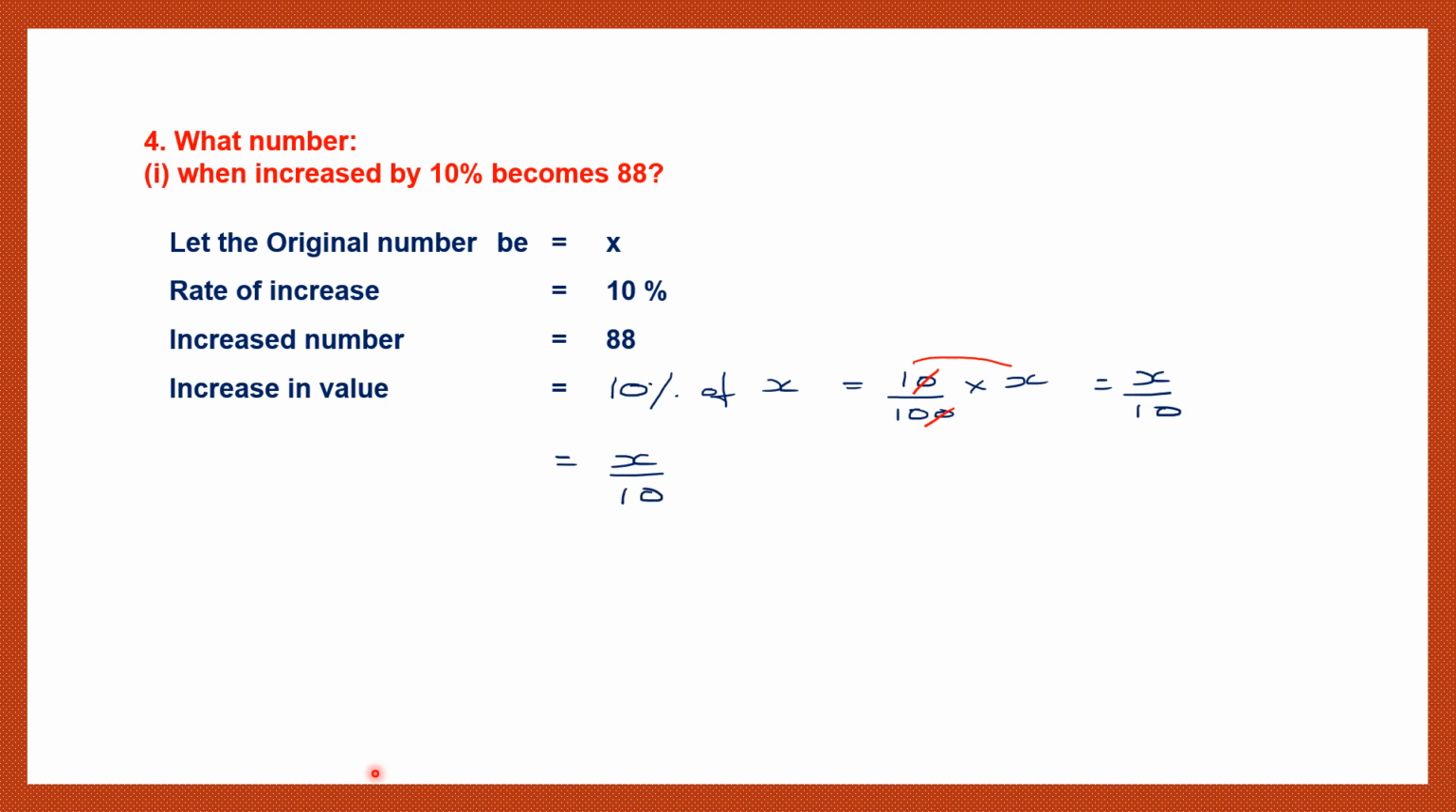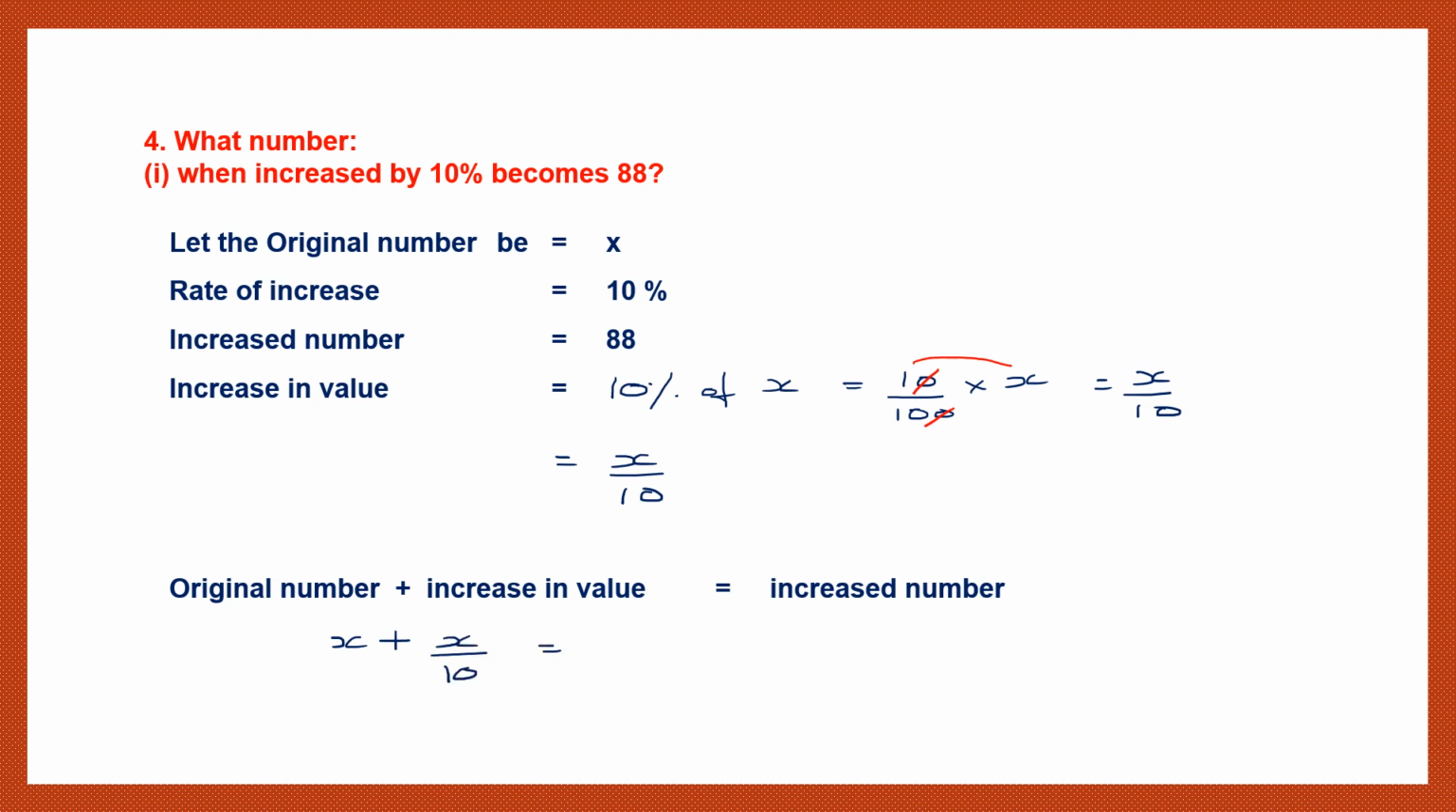So now what are the things we have? We have the original value, we have the increase in value, we have the increased number. So let's write this. The original number plus the increase in value will give us the increased number, isn't it? That's how we found out. So original number is, we said let it be x. The increase in value we just found out is x by 10, and this is equal to the increased number which is given to us in the question as 88. So x plus x by 10 is equal to 88.